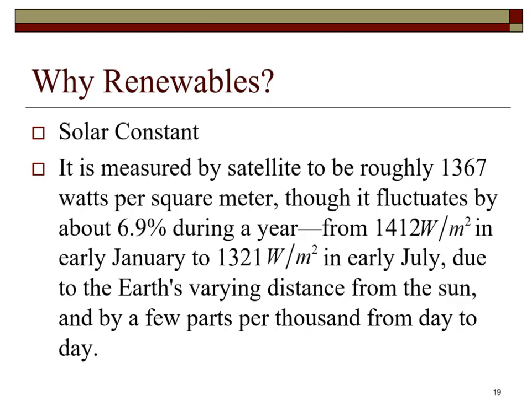Solar constant is a measurement by satellite to be roughly 1,367 watts per square meter, though it fluctuates by about 6.9% during a year, from 1,412 watts per meter squared in early January to 1,321 watts per meter squared in early July, due to the Earth's varying distance from the Sun and by a few parts per thousand from day to day.